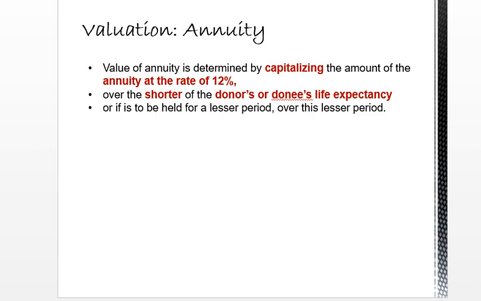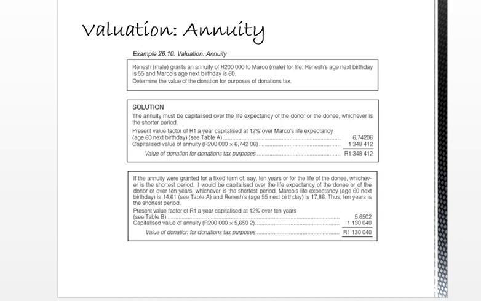We've got Ranesh, who's a male. He grants an annuity of 200,000 Rand to Marco, who's also a male, for life. Ranesh's age at his next birthday is 55, whereas Marco's age would be 60. And we want to determine the value of the donation for purposes of donation tax.